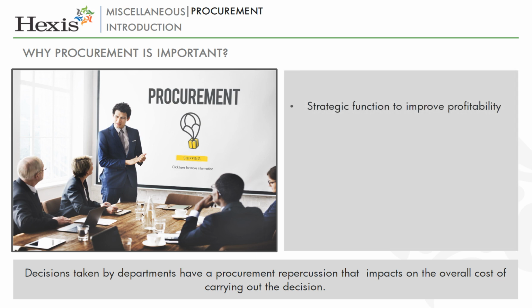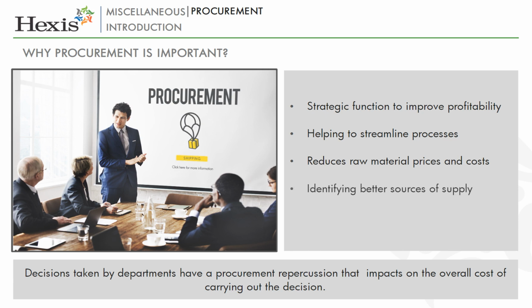In the private sector, procurement is viewed as a strategic function working to improve the organization's profitability. Procurement is seen as helping to streamline processes, reduce raw material prices and costs, and identifying better sources of supply. In a sense, helping to reduce the bottom line. Indeed, in many organizations, the importance of procurement is recognized by having their head of procurement placed at an executive board level.